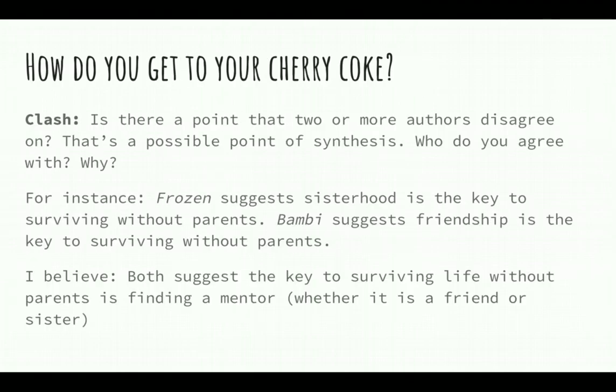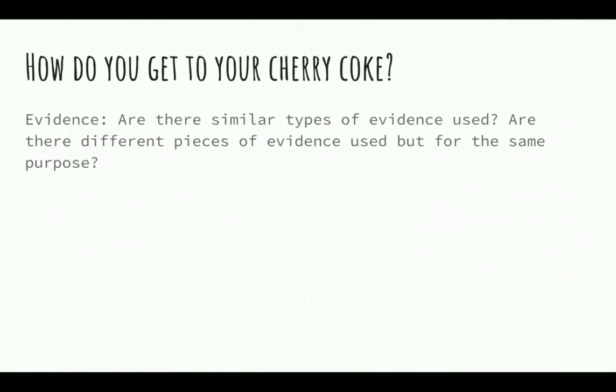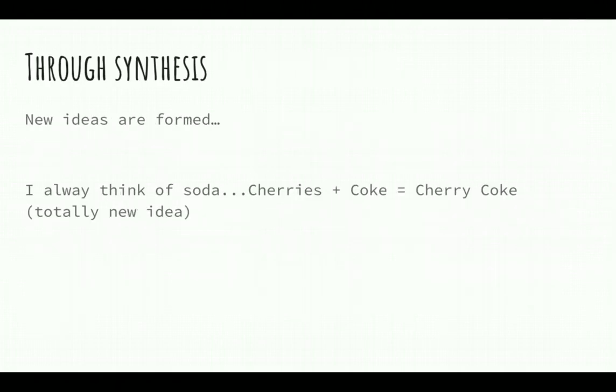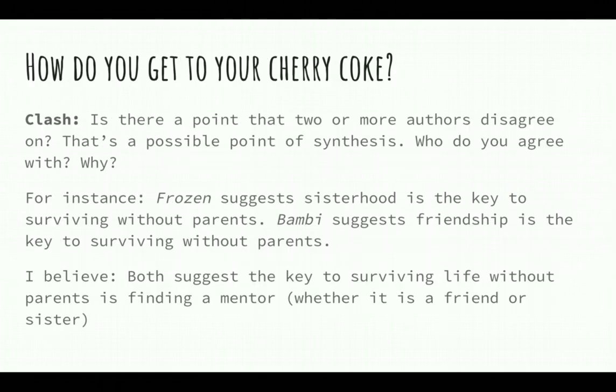So how do you get to this cherry Coke? How do you synthesize? There are 4 main ways I think you can synthesize, and let's go through these 4 ways. The first is to think about clashing of your texts, or clashing of whatever you're synthesizing. So is there a point that 2 or more authors disagree on, that they're clashing on? That can be a possible point of synthesis.